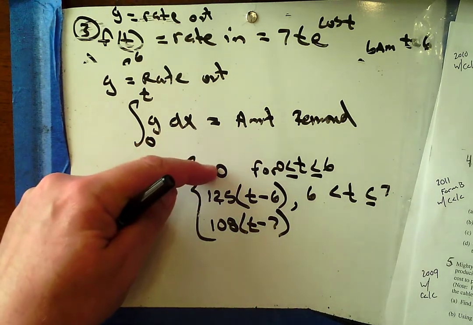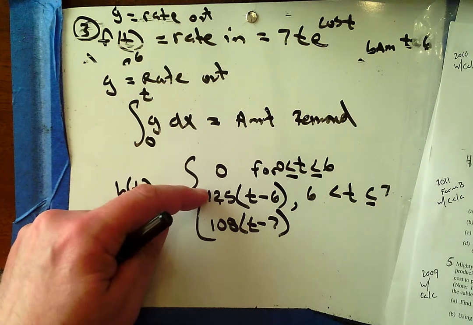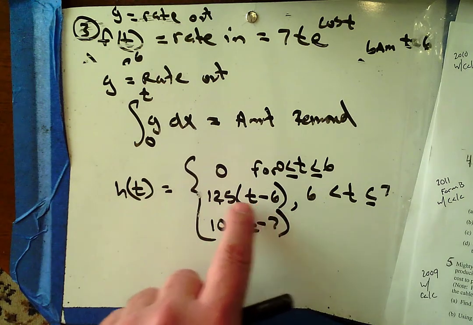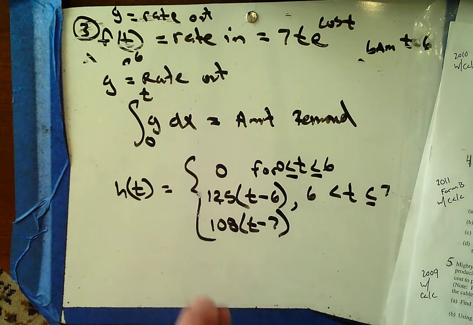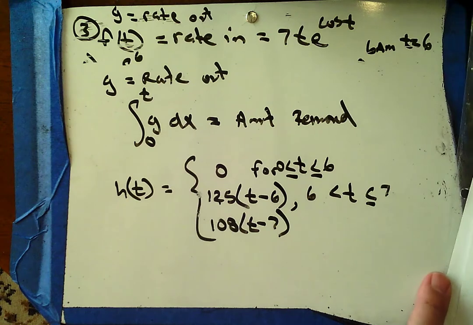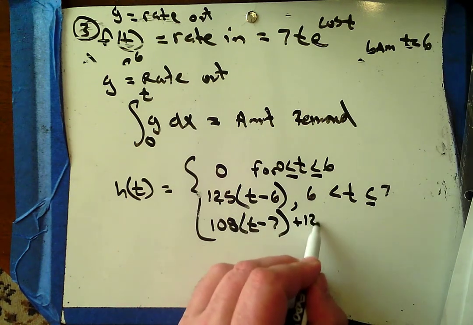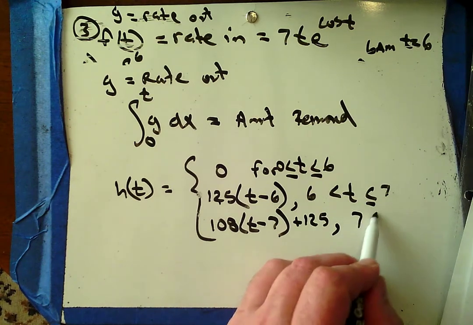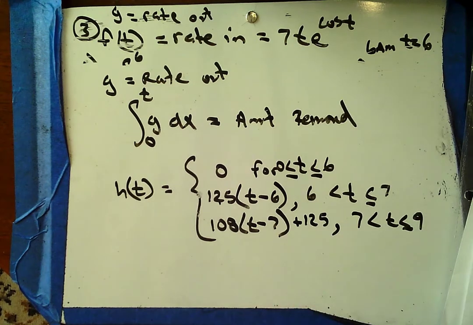Now, conveniently, the first 6 hours, nothing was shoveled. She was asleep. But then between hour 6 and 7, if I plug a 7 in here, 7 minus 6 is 1. 1 times 125 is 125. So she shoveled already 125 cubic feet by 7 a.m. So we need to add that 125 here for t between 7 and 9.